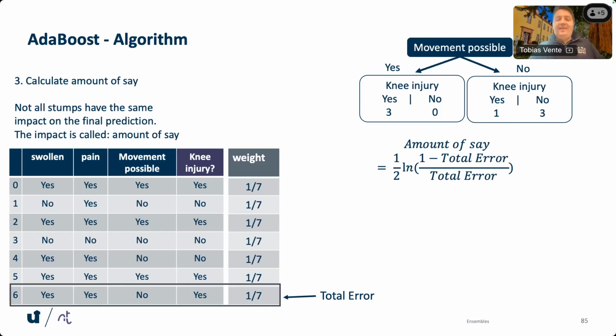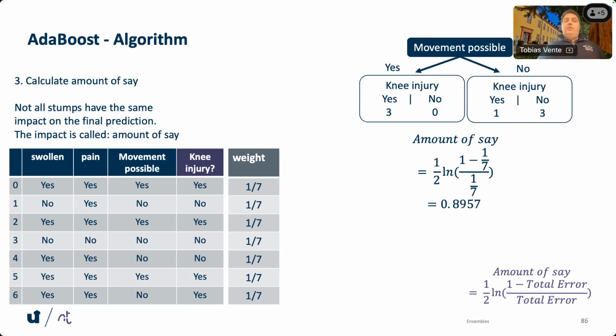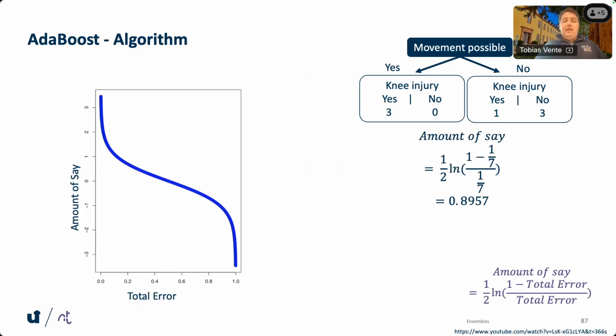Okay, let's get back to the total error. Then we take the weight of the total error. If we have 2 data points, the total error is 2 out of 7. If we have 3 data points that are misclassified, it's 3 out of 7. Now we have 1 data point, so it's 1 out of 7. Then we paste this in and we get the amount of say. And this is the number. This is basically the weight that this stump, the first tree of AdaBoost, gets.